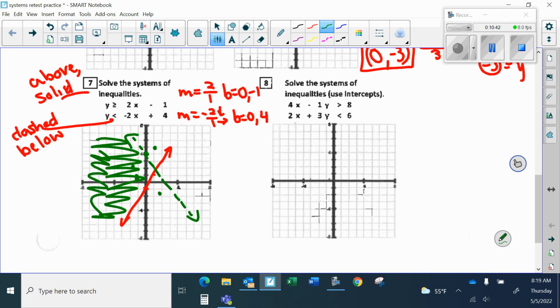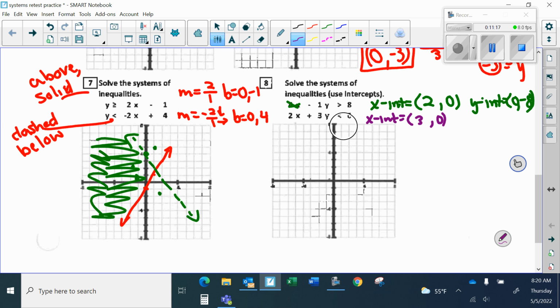Okay? Solve the system of inequalities again using intercepts. The reason you're using intercepts is because it's in standard form. So again, x-intercept, solve for x, so y is 0. So x equals 2. Y-intercept, since we're solving for y, x is 0. X is 0, y would be -8. Okay, for the next one, x-intercept, solving for x, so y is 0, x is 3. Y-intercept, x is 0, y is 2.